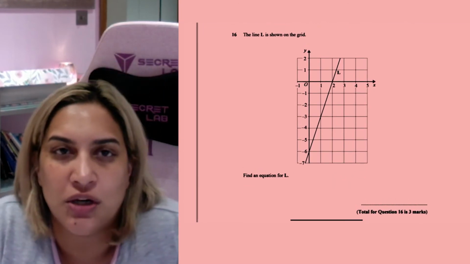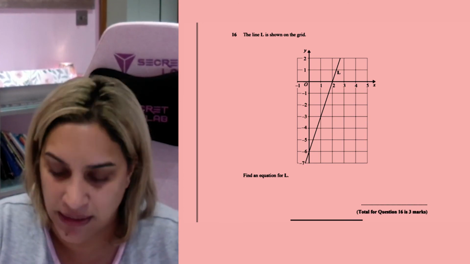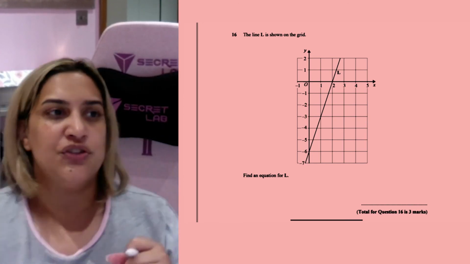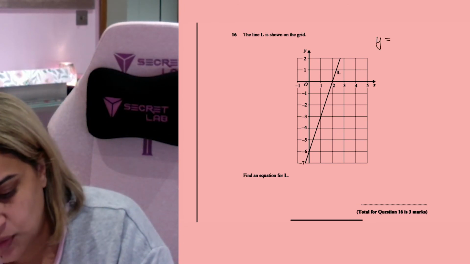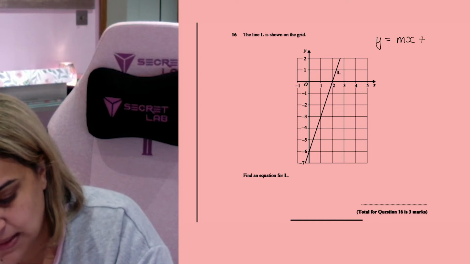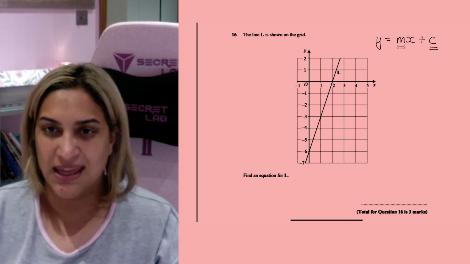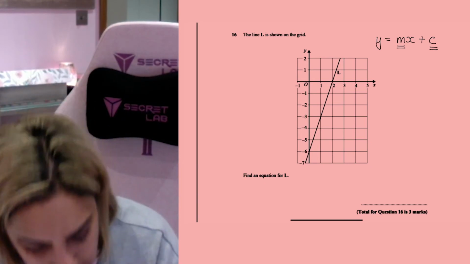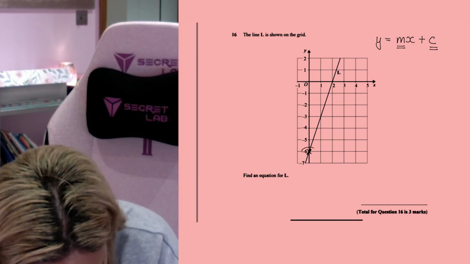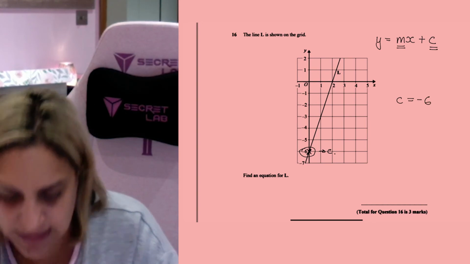So now we've got a line and we want to find the equation for this line. So remember, it's a straight line. So immediately our brain goes, okay, straight line. It means it's y equals mx plus c. So we're like, okay, what is our m and what is our c? The easy bit is the c, is where it crosses the y-axis, which if you can see is over here. So this is my c. So straight away I can see that my c is minus 6.